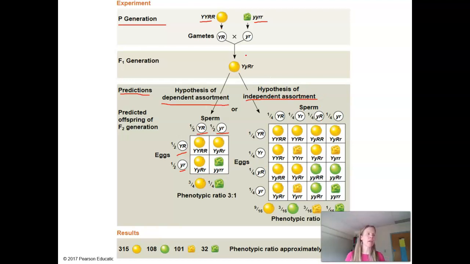The way to think about this is you take this F1 generation and ask, what are all the possible ways this could end up in the sperm? In this case, we got the dominant trait for yellow and the dominant trait for shape. But we could also pick up the dominant trait for yellow and the recessive trait for shape, or the recessive trait for color, which would be green, with the dominant trait for shape, or the recessive for both.